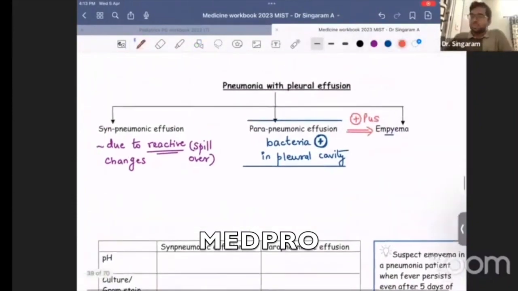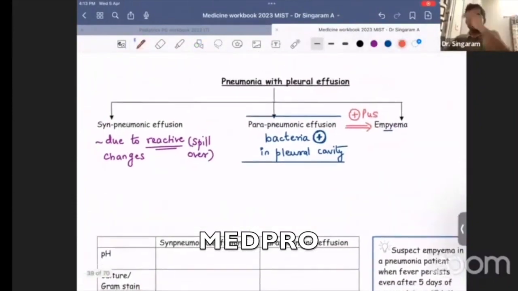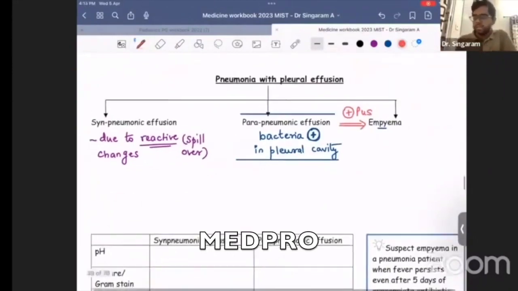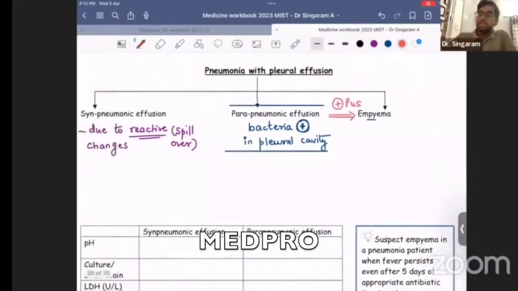So you can see as the condition increases, as a condition extends from one stage to another. Pneumonic effusion is not a very difficult thing or a very important one. It is just an associated condition. Parapneumonic is a little severe. Empyema is an even more severe condition. Okay, are you able to follow this? So this is how we will differentiate all these things.